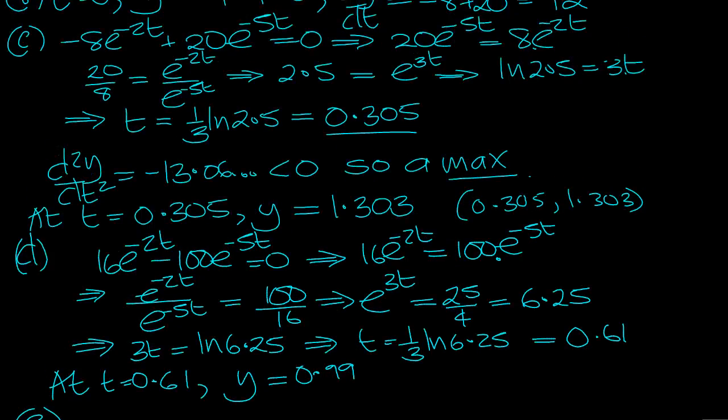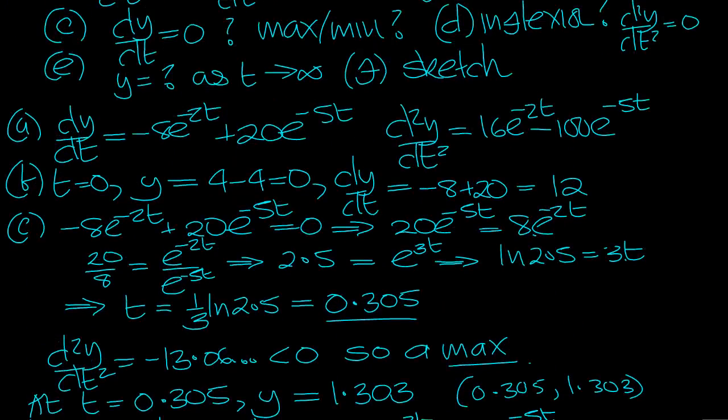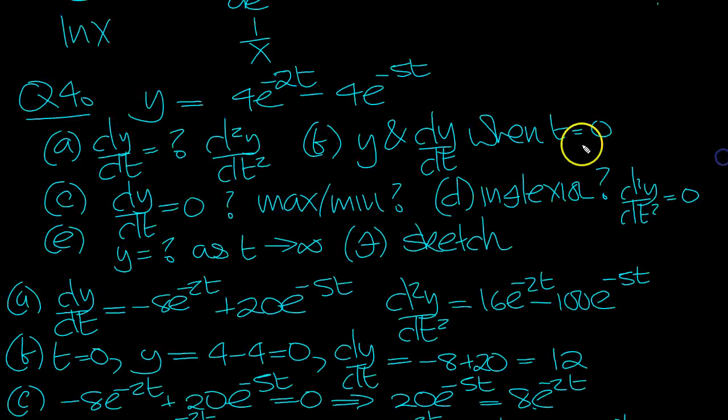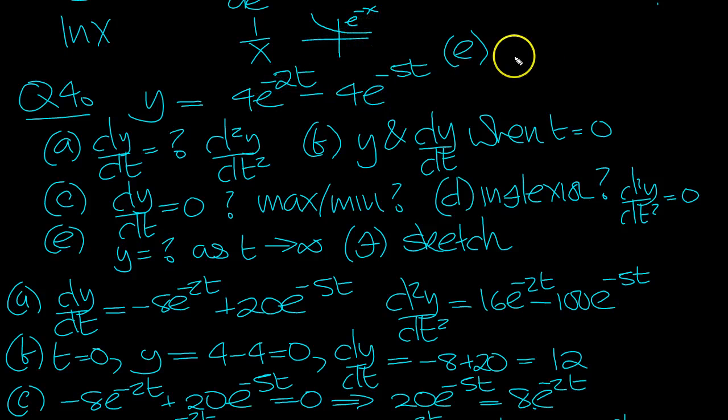Now, okay, so E, y equals what as t tends to infinity. So if we look at this, I'll put it up here. There's a bit of room up here. As t tends to infinity, the e to the minus x curve looks like that. Here's the e to the minus x curve. So as x tends to infinity, e to the minus x tends to 0. So these both tend to 0. So it's 0 minus 0.